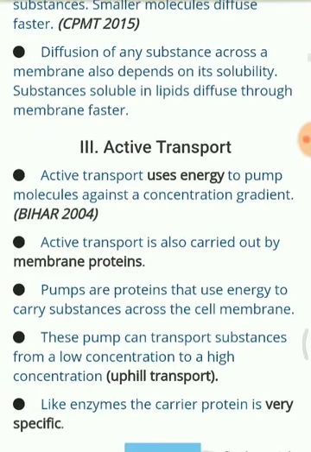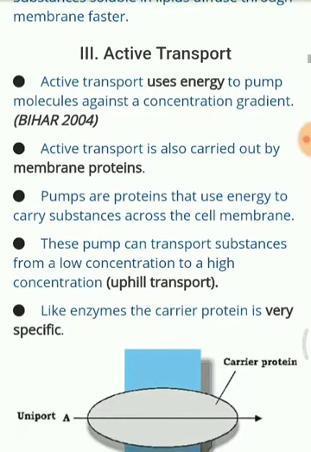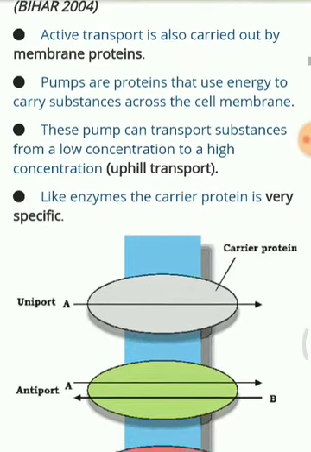Active transport. Active transport uses energy to pump molecules against the concentration gradient. Active transport is also carried out by membrane proteins. Pumps are proteins that use energy to carry substances across the cell membrane. These pumps can transport substances from a low concentration to a high concentration, which is uphill transport.